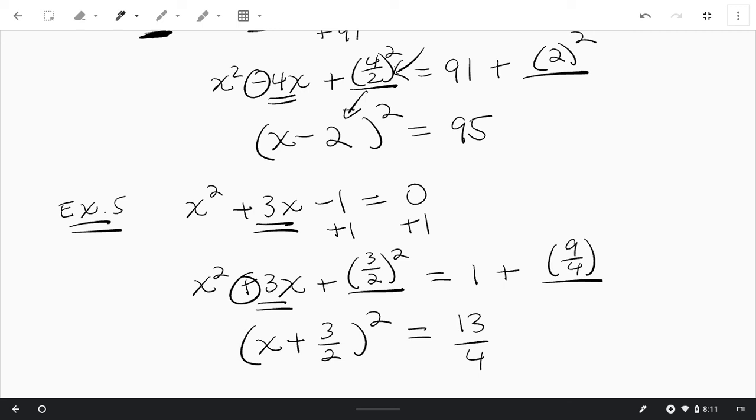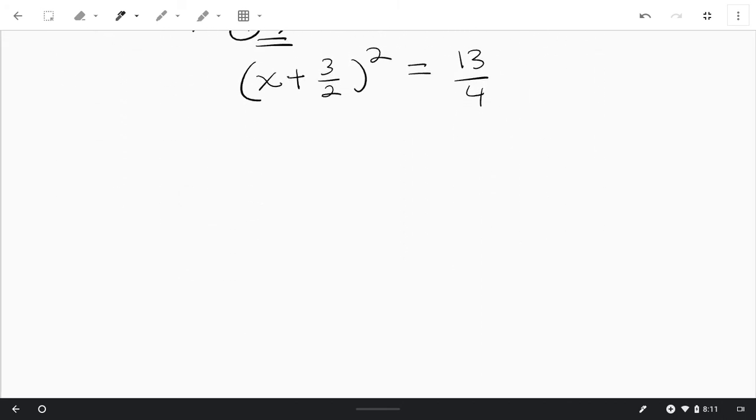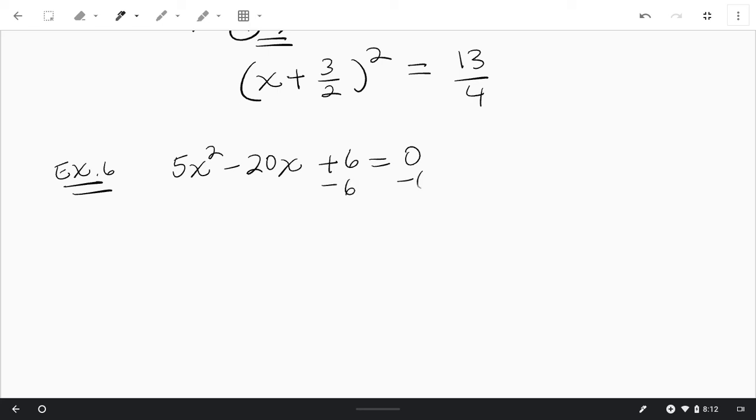Okay, so let's take a look at what happens when we don't have 1 here. Like, let's suppose we have a 5 or a 3 there. Okay, so suppose that I have this one, 5x squared minus 20x plus 6 equals 0. Okay, so again, we still start off the same. Subtract 6.